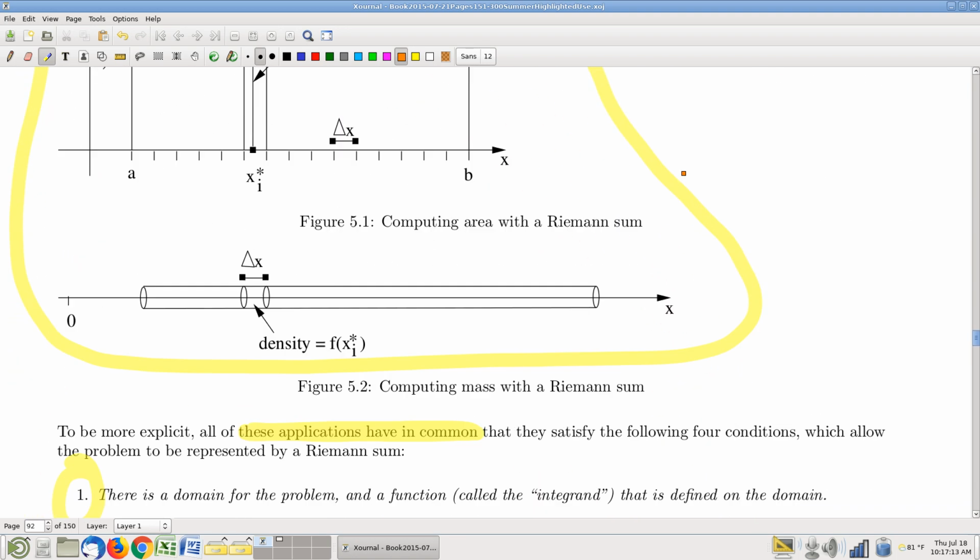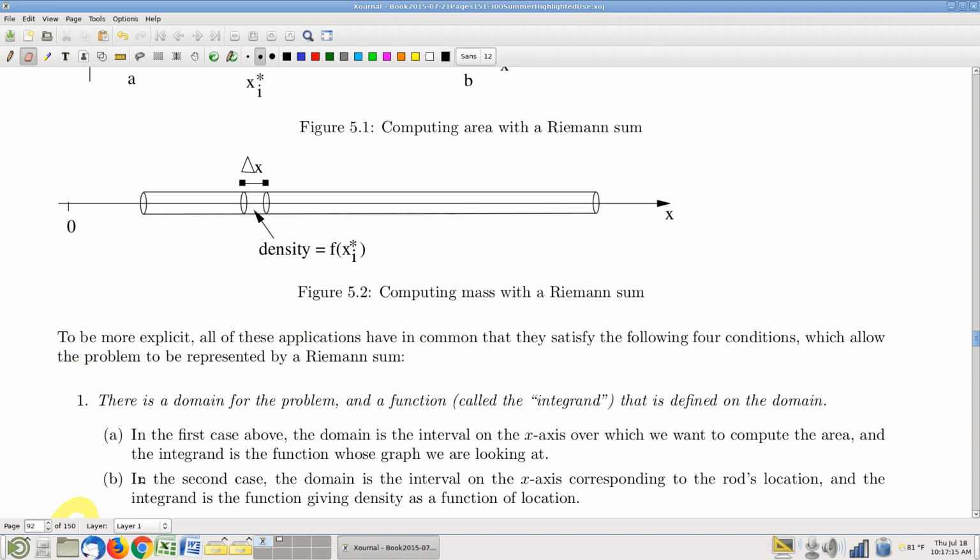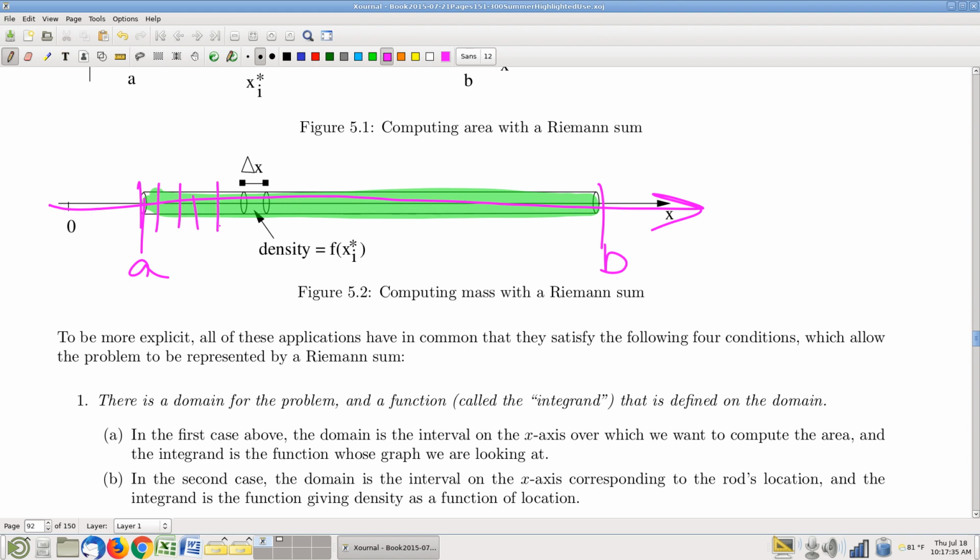For example, here is such a rod, right, along the x-axis. And you say, all right, well, that's A, and this is B. And I'm going to chop that rod up into a bunch of little pieces. On each piece, I can talk about how big is that piece, delta x.